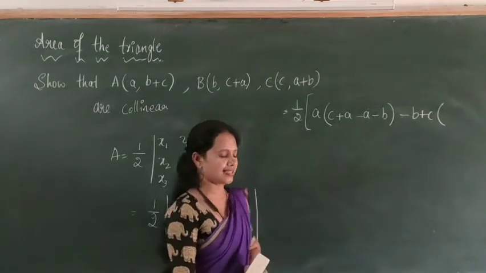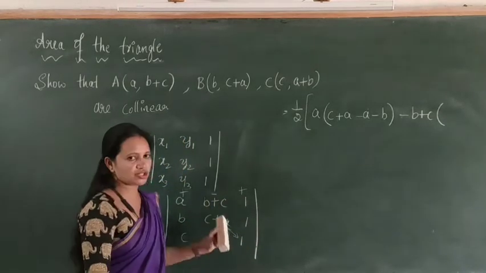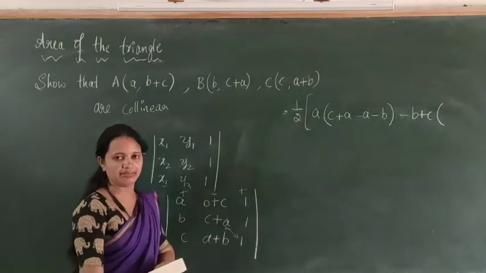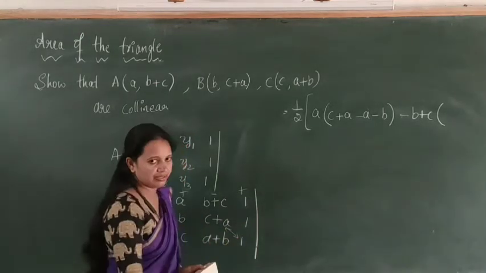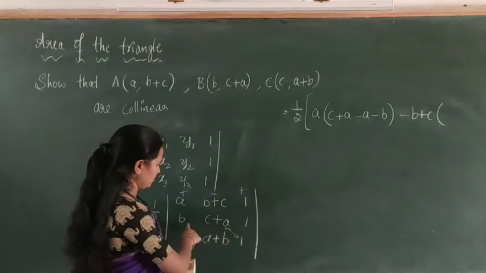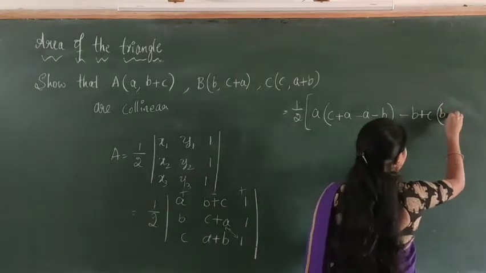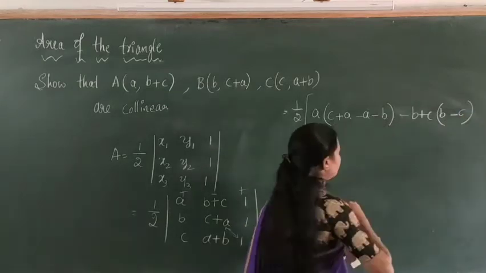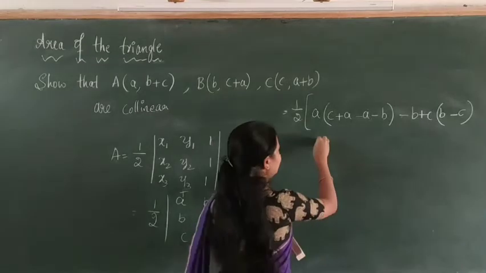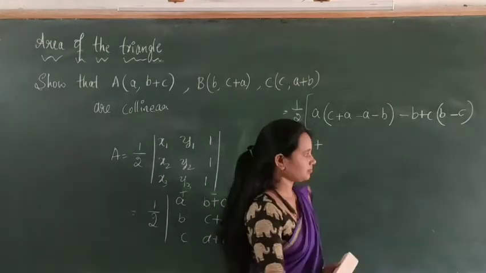Next, b plus c is in the first row and second column. Delete the first row and second column elements. The remaining elements are b, 1, c, 1. Take the cross product of diagonals: b into 1, b, minus c into 1, c. Next, the third sign is plus, and the third element is 1.